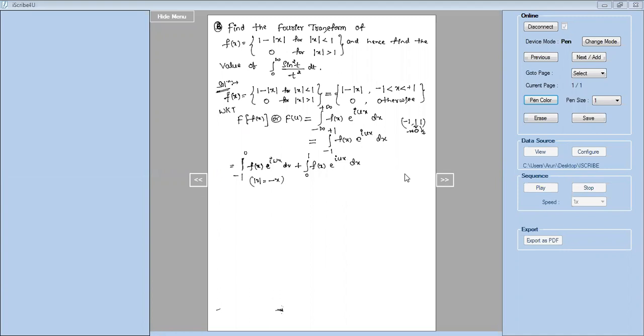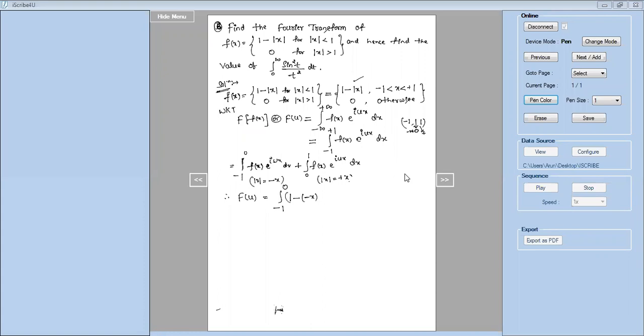It is a negative interval. And in 0 to 1, the value of mod x will be equal to plus x. So using this fact, I can write this as, therefore, f of u equals the integral from minus 1 to 0. So what is f of x here? It is 1 minus mod x, and you know mod x is nothing but minus x here. So if I put minus x in this one, minus of minus, it is 1 minus, mod x is minus x.